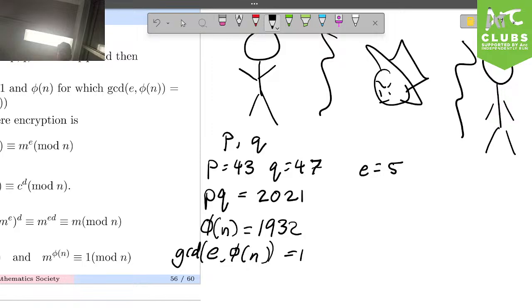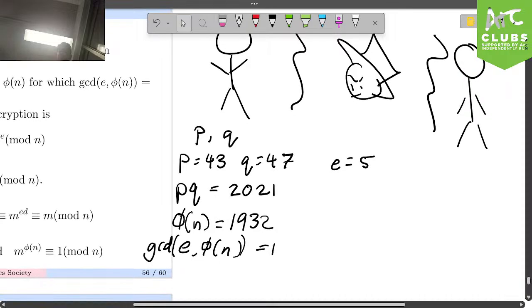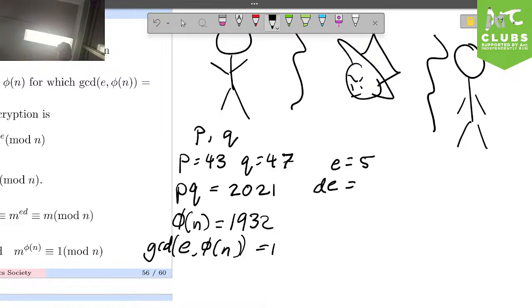Now we have to do my least favorite bit of the course, which is find a decryption key. The decryption key is going to be that element which is equivalent to 1 mod phi of n.